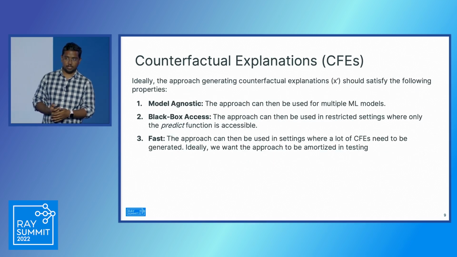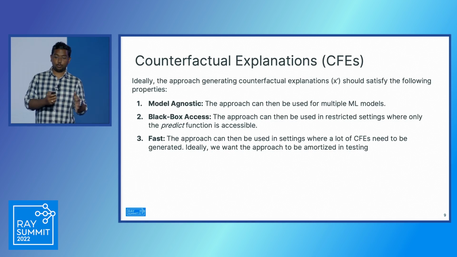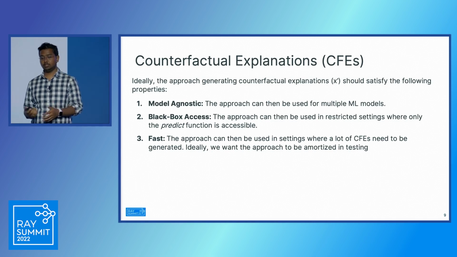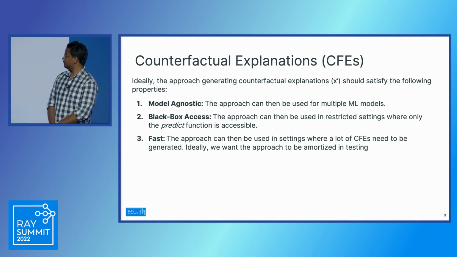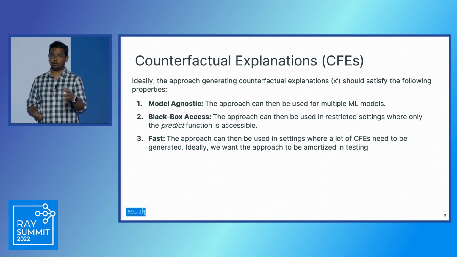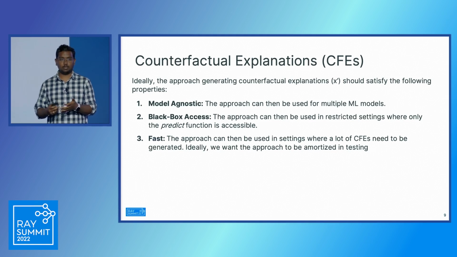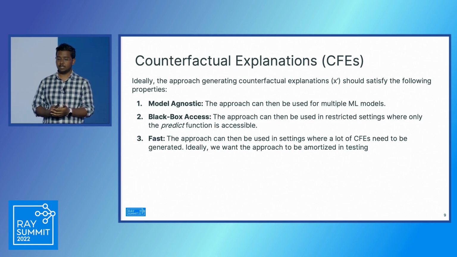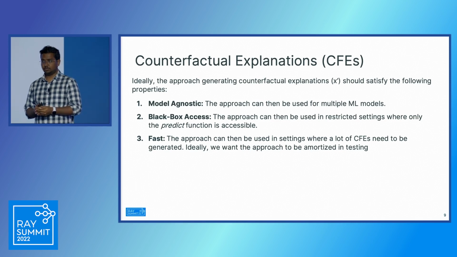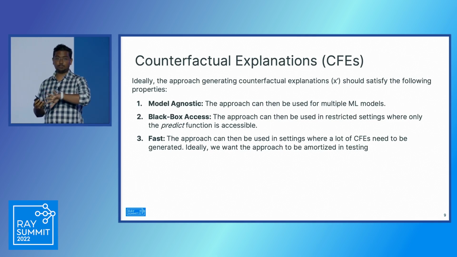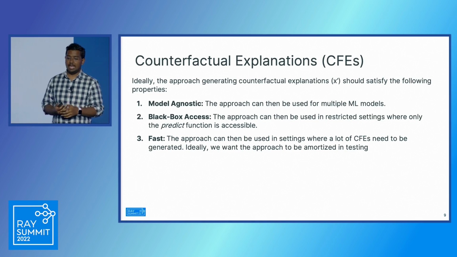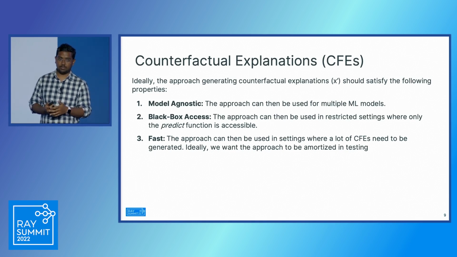There are also certain properties that are desirable from the approach that is generating the counterfactual explanation, and we have enumerated them here. So model agnosticity is the first one of them, which is basically if an approach is model agnostic, then it can work for multiple machine learning models. Black box access is useful if an approach is going to be deployed in a privacy restricted setting in which the machine learning model cannot be exposed to the vendor, and if the approach can only generate counterfactual explanation by accessing the predict function, that's great.